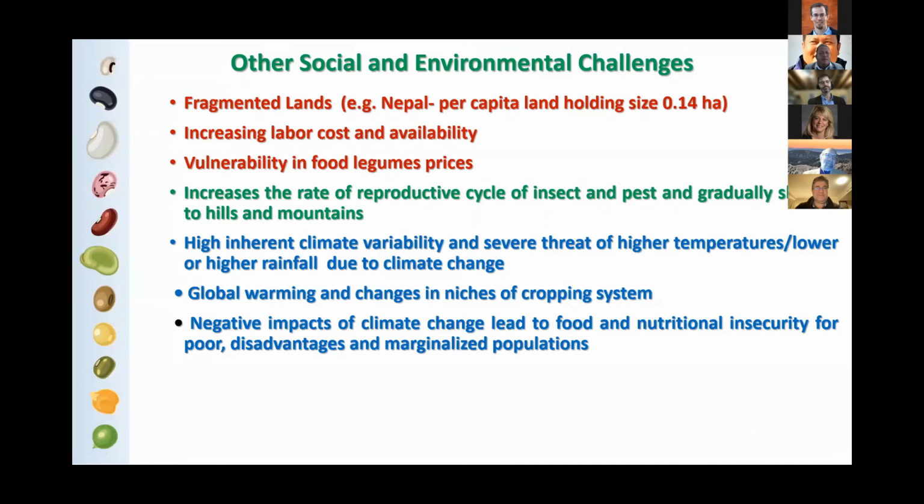Next, please. Besides this, other social and environmental challenges were there. We have fragmented land; Nepal's per capita landholding was 0.14 hectares. So this is also a great problem for adopting our technology. Also increasing labor cost and reliability is another problem, and there is vulnerability in food legume prices. Lentil area and production are directly connected with legume and lentil prices.